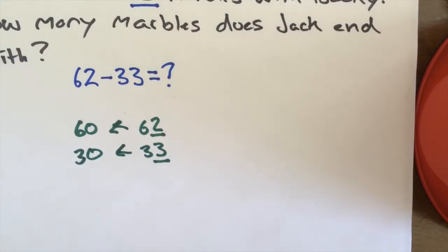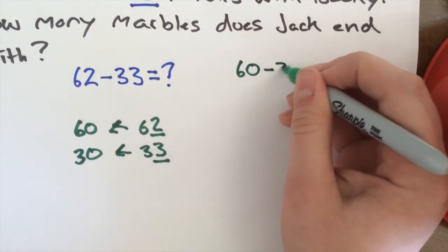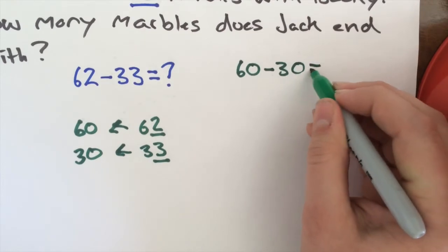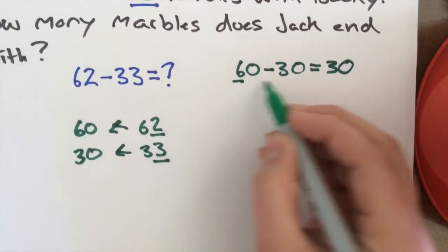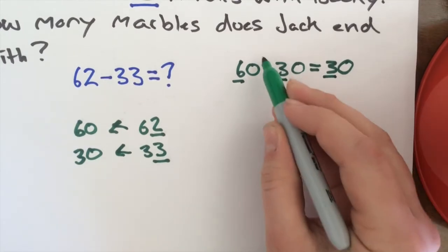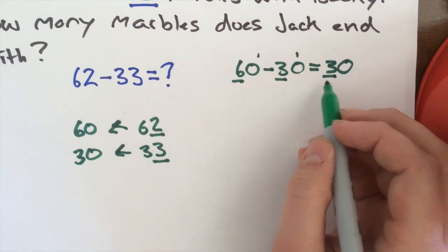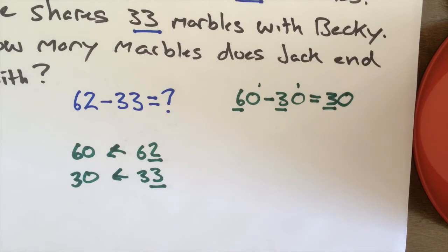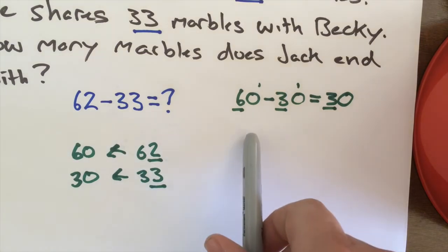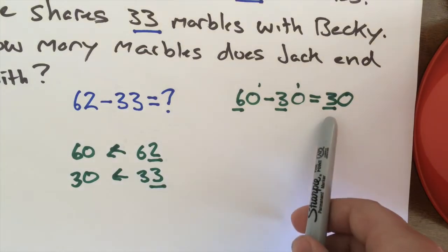So our new problem is 60 minus 30. This gives us the number 30. 6 minus 3 is 3, and 1 0 in common. 30. This does not solve our problem of how many marbles does Jack end with. This only solves us if the question asks about how many marbles does Jack end with. He would end with about 30 marbles.